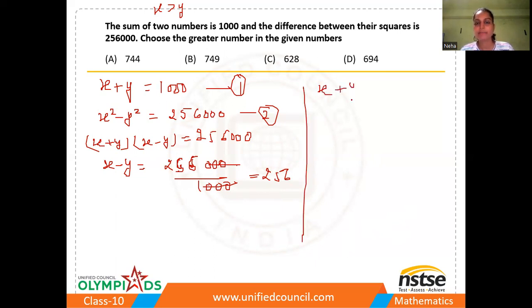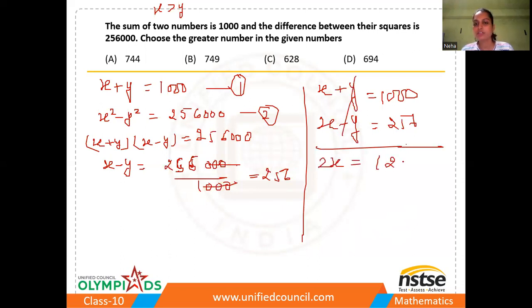So x plus y equals 1000, and x minus y equals 256. I can just add these two equations. The y terms cancel. 2x equals 1256. So x is what, student? x is just half of it. That means this is 628. Okay. So yes, this number 628 will be greater.